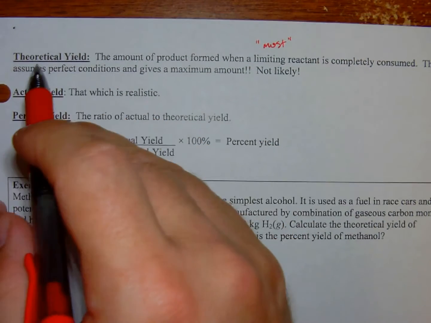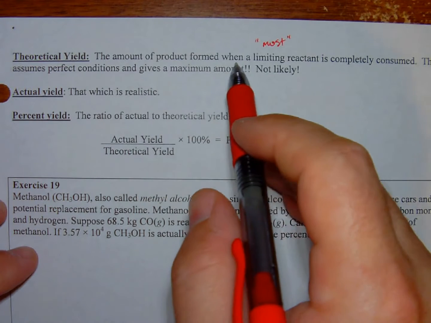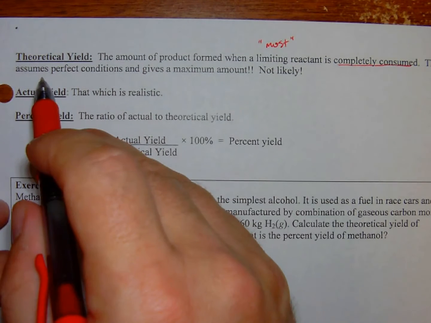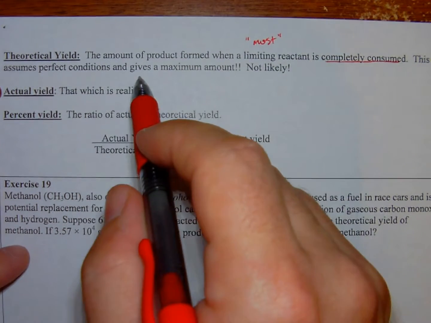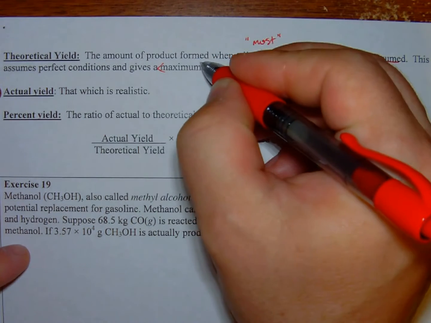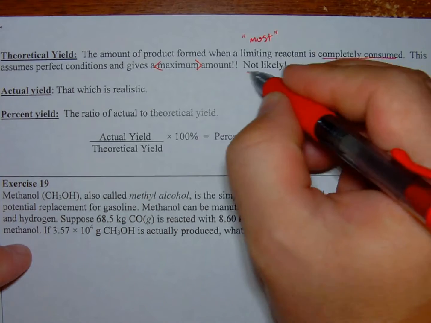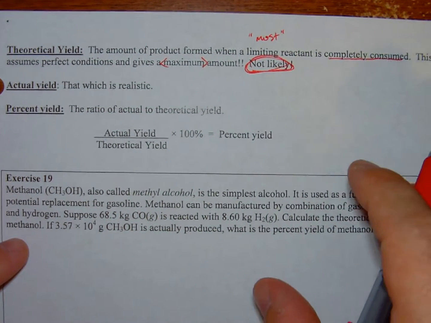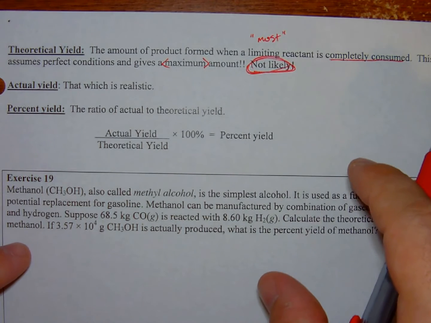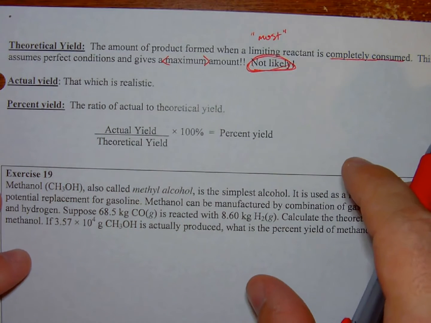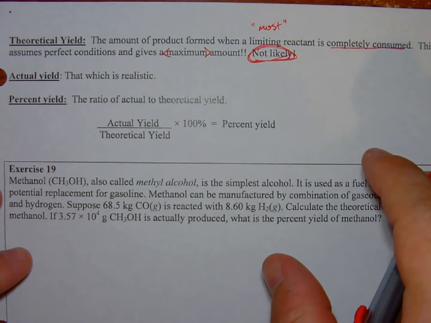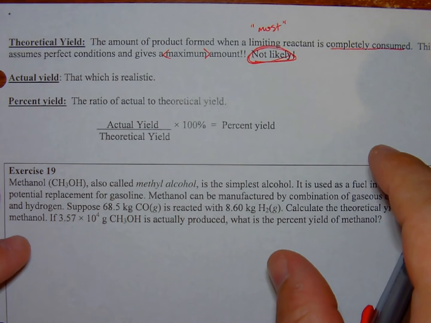So this definition, the theoretical yield, the amount of product formed when a limiting reactant is completely consumed, this assumes perfect conditions and gives a maximum amount. But it is not likely. It is exceedingly rare that some reaction goes all the way to completion. Now we might talk about one of those examples, but compared to the number of reactions that exist in our world, the number that go all the way to completion is incredibly small.